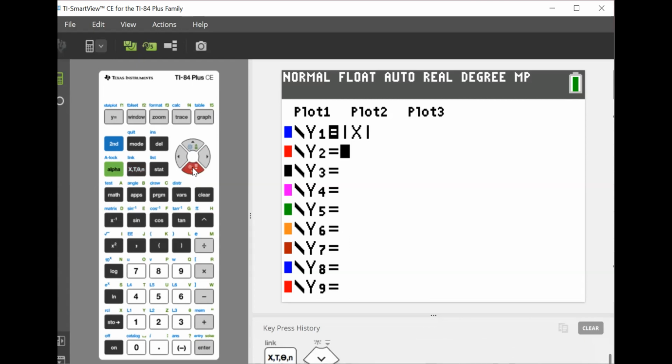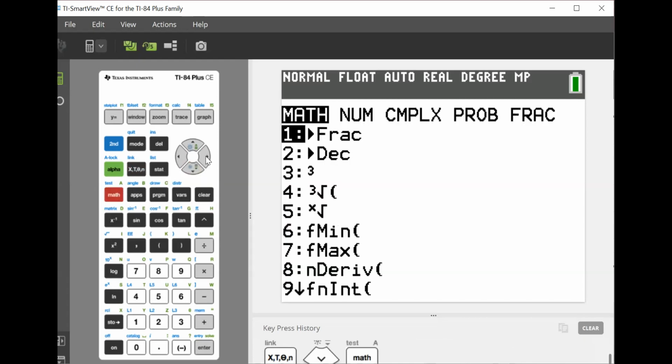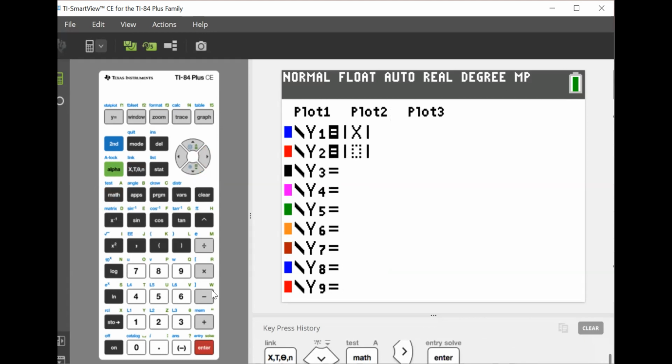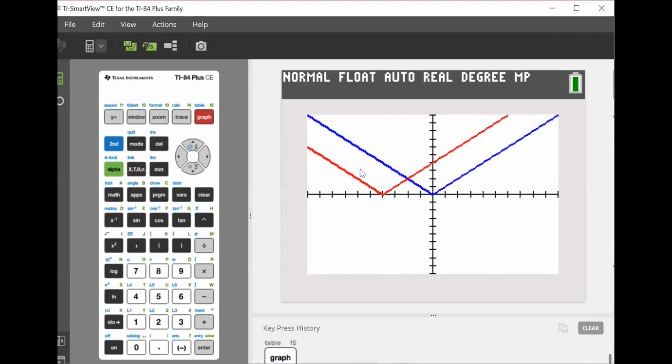But we want to take that function and show the function that shifts left 4 units. So we would go to Math again, go to NUM, pick absolute value, and then put x plus 4 inside. And if we graph that, you can see it went left 4. How would we write the function that would take the graph and make it go down 4?